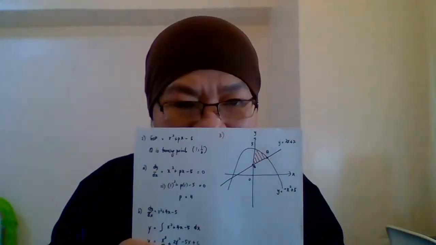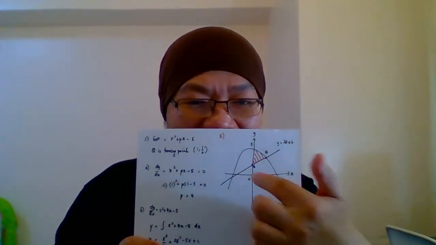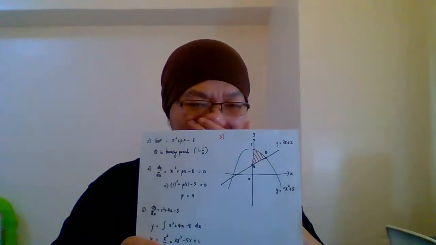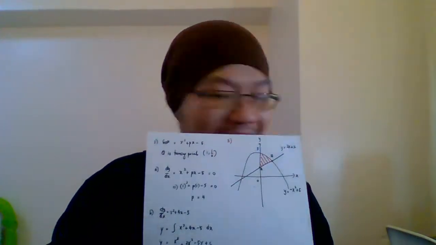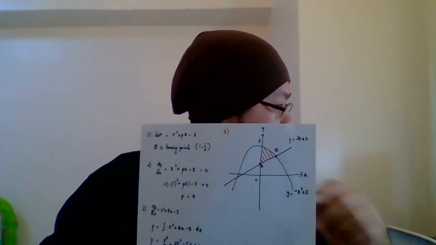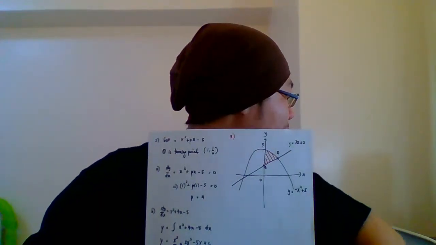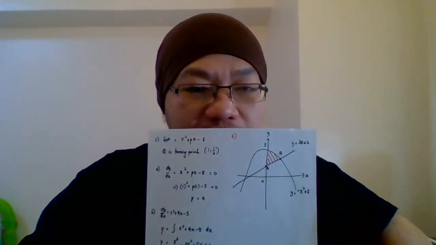Okay, guys. Question number 3. Abaikan gambar tak cantik. Sepatutnya this is the peak of the curve, so abaikan, anggaplah graf ni cantik. Alright. So, this is a shaded region, the red color here. So the first question is find the coordinate of A and B.